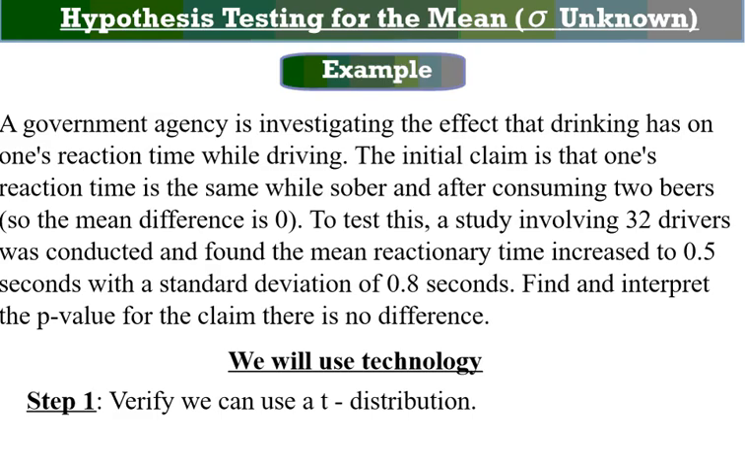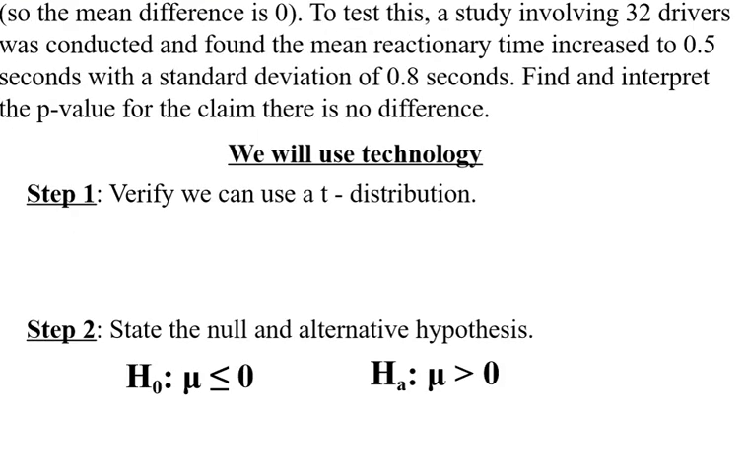We're going to do one more, and we're going to do it using technology. So a government agency is investigating the effect that drinking has on one's reaction time while driving. The initial claim is that one's reaction time is the same while sober and after consuming 2 beers, so the mean difference is 0. To test this, a study involving 32 drivers was conducted and found the mean reaction time increased to 0.5 seconds with a standard deviation of 0.8 seconds. Find and interpret the p-value for the claim there is no difference.